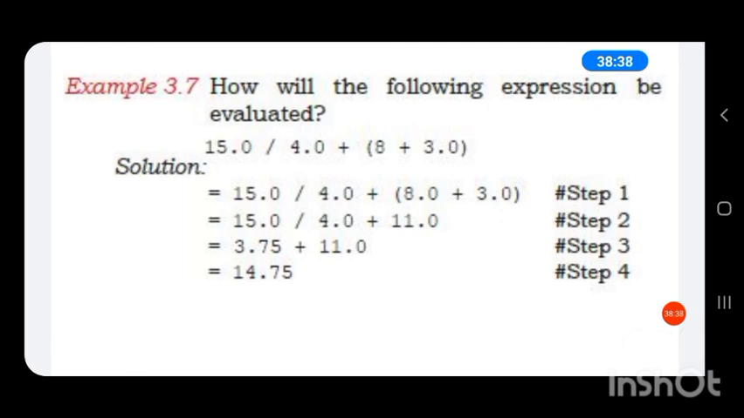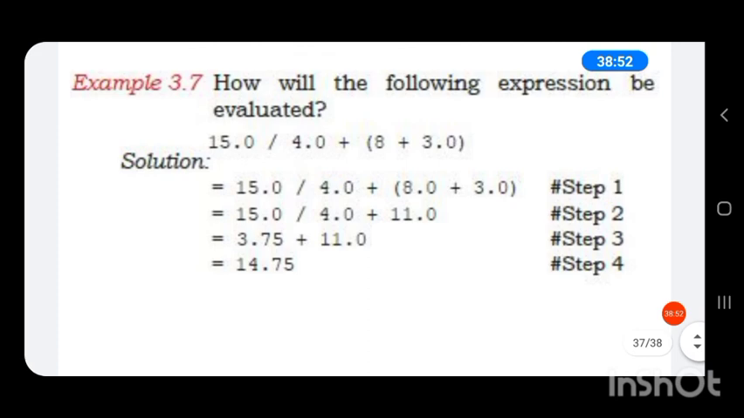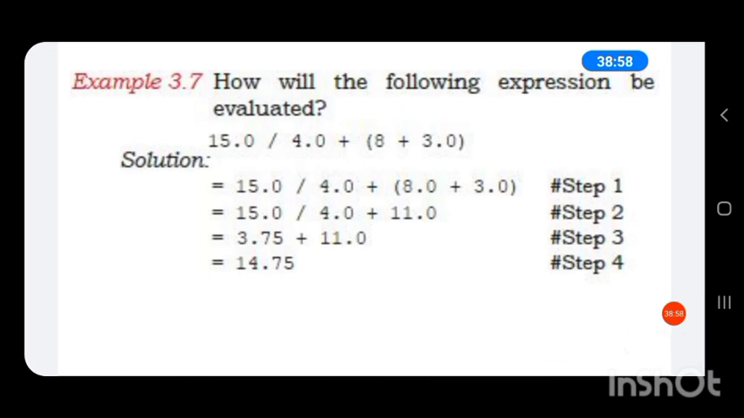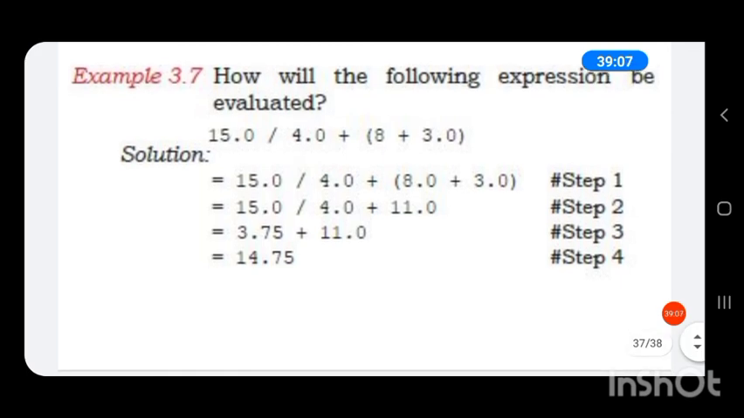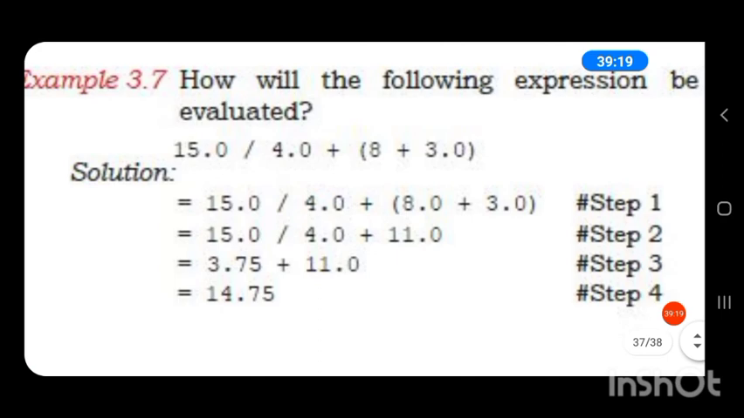Then how will the following expression be evaluated? We have the expression 15.0 divided by 4.0 plus in bracket 8 plus 3.0. Whether it is a decimal or integer value is not the case. We just have to check what operators are there. The data types of the operands do not matter, we only check the operators. So we have a division operator, a plus and again a plus. Here division has the higher priority, but we can see a plus is inside the bracket.